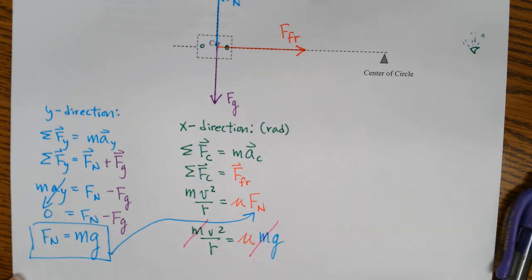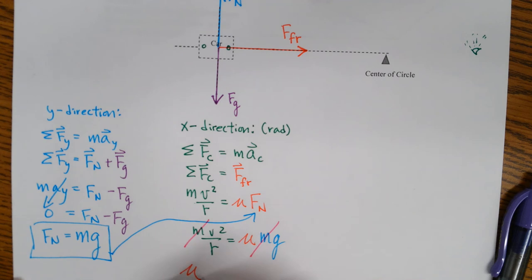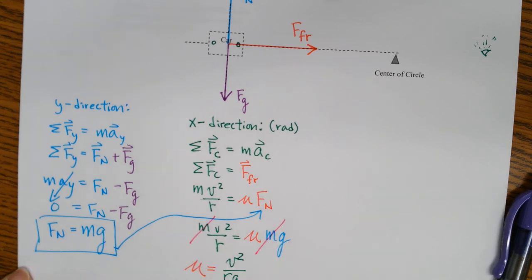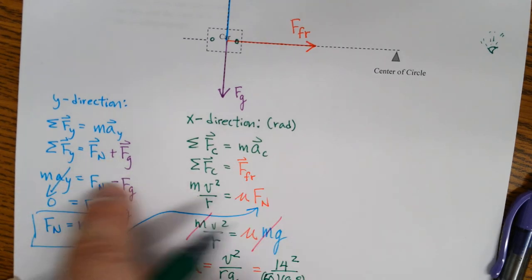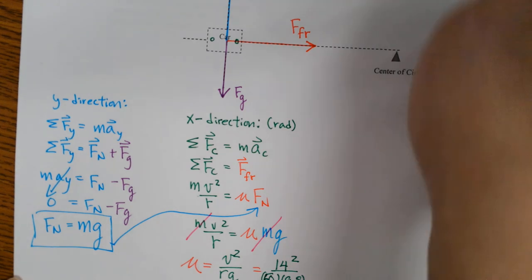So when I calculate for mu, my mu is equal to V squared over RG. So at 14 meters per second, I'm going to say 14 squared over 50 times G. And notice I did not put negative 9.8 in here because I already gave direction way up there. So I don't have to give another direction here again.